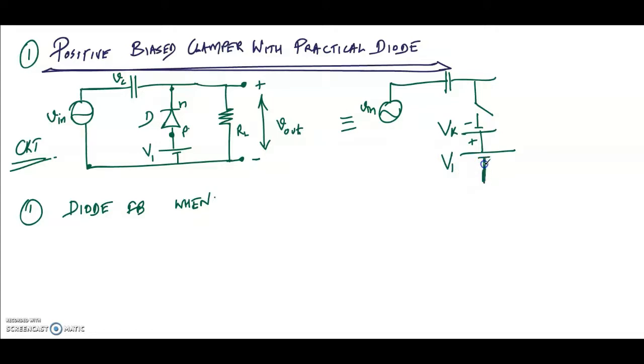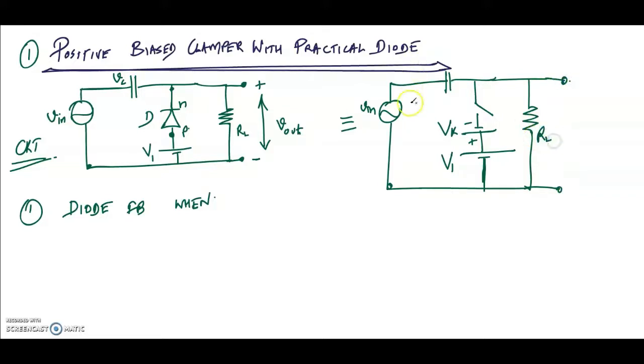And you can see that V1 is a positive voltage here. V1 is not necessarily positive. It can be positive or negative. But for our case, we will assume that V1 is positive. And in the end equation, if V1 turns out to be negative, you can just substitute a negative voltage. That's all.